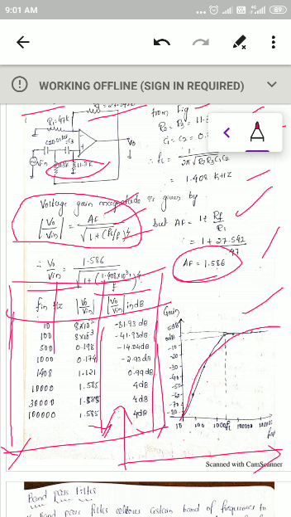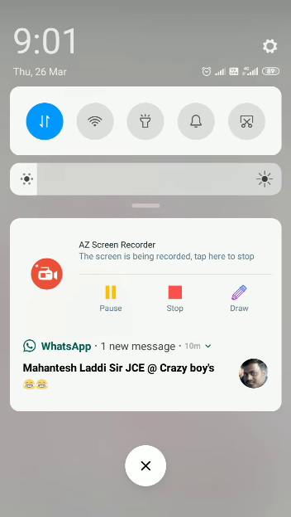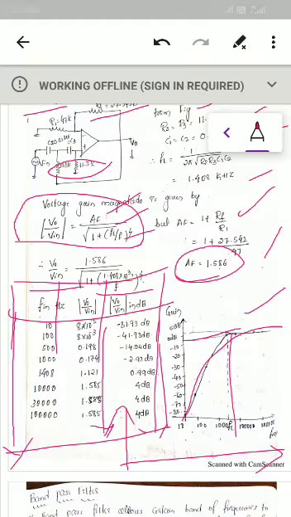Your FL value is 1.4 kilohertz, so FL will be at 1.4 kilohertz. You have to choose the proper scaling and get the values. This type of problem may be asked in the exams, to plot the frequency response characteristics of different types of filters. We have to be ready with these very simple problems.